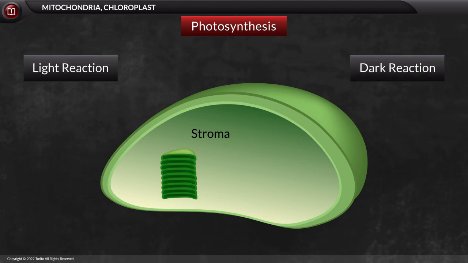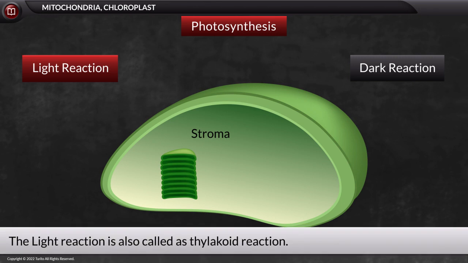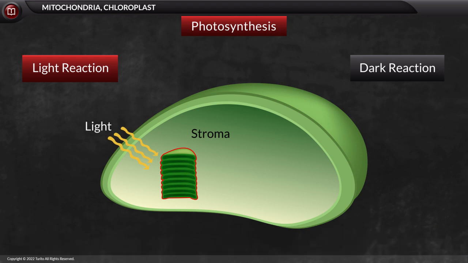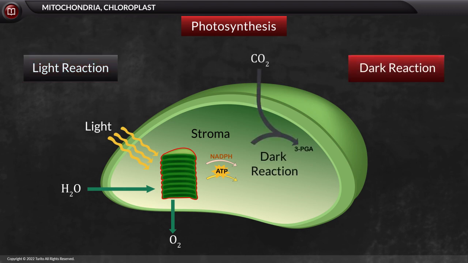The entire photosynthetic reaction can be split into 2 reactions, namely, the light reaction and the dark reaction. The light reaction occurs in the thylakoids and is hence called thylakoid reaction, during which sunlight is utilized to split water to generate oxygen, ATP, and NADPH. The generated ATP and NADPH are utilized by dark reactions to reduce carbon dioxide to glucose. These are the structural and functional details of the chloroplast.